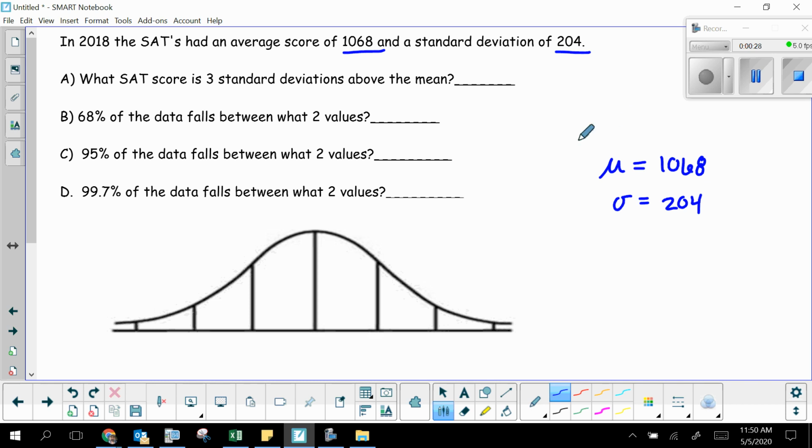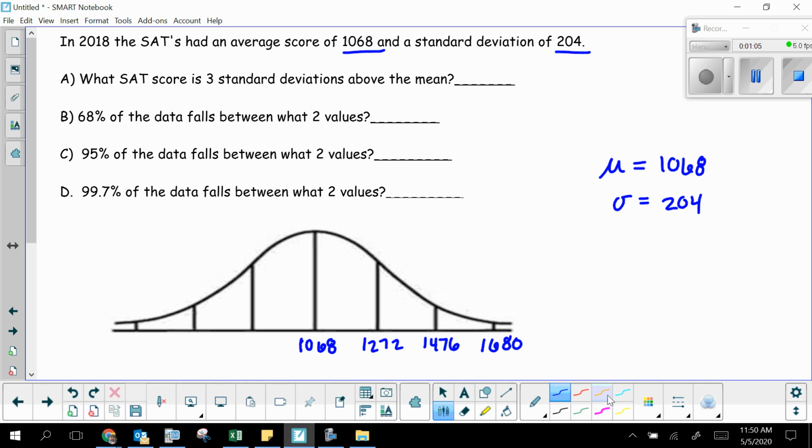Now, the mean or mu goes right in the middle of your normal curve. So 1068 will be the value that goes right in the middle. 204, the standard deviation, is the change as we go from section to section. So 1068 plus 204 is going to give us 1272. 1272 plus 204 is going to give us 1476. And 1476 plus 204 is 1680.